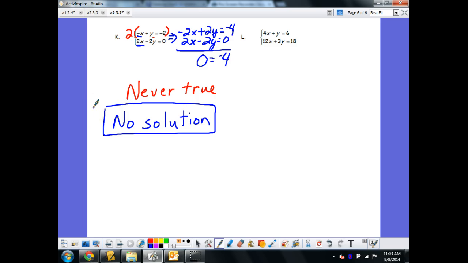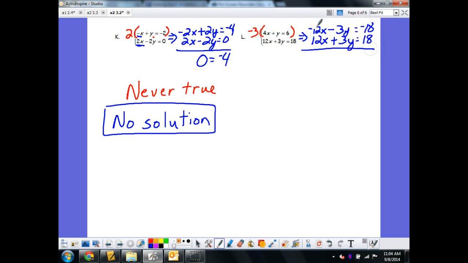And finally, in the last one, to get the x's to eliminate, the number that 12 and 4 both go into is 12. So we want to turn the top into a negative 12x, so they become eliminated. The bottom equation stays the same. That doesn't change. The top equation, how do we turn the 4x into a negative 12x? We multiply everything by negative 3. So we subtract 3y, and that's equal to negative 18.